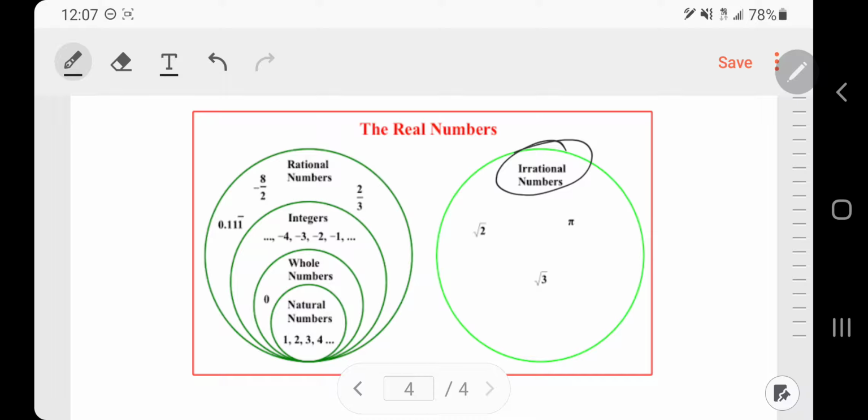On the right side we have our irrational numbers. Those are those radicals that do not have a perfect square, so we see the square root of 2 and the square root of 3. We also see pi, which is a very popular irrational number. But again, keep in mind everything you see on this chart is considered a real number.